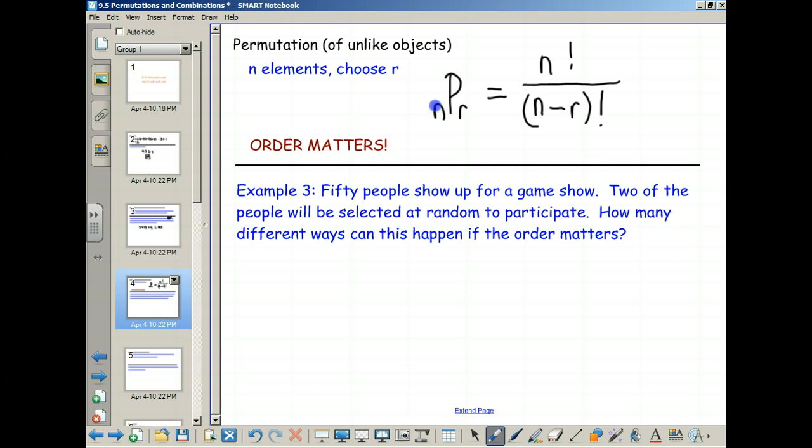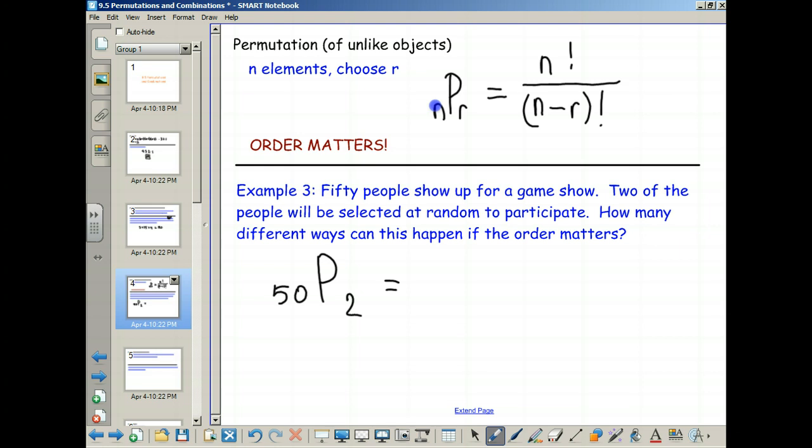50 people show up, 2 are selected at random. The order matters in this case. And maybe it simply matters for this game show because it determines who gets to go first or pick something or whatever, but the order matters. So the number of people is at the end. Okay, so this is 50 people. And it's a permutation because it says the order matters. And then I select 2 of the people. So maybe I select them out of a hat or something, but I select 2 of them in some way, shape, or form. So I expect to see the 50P2 written on the paper.